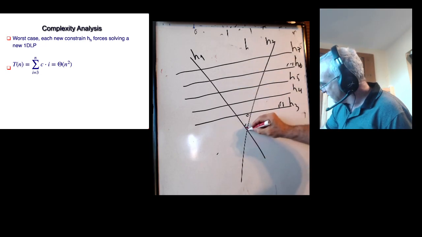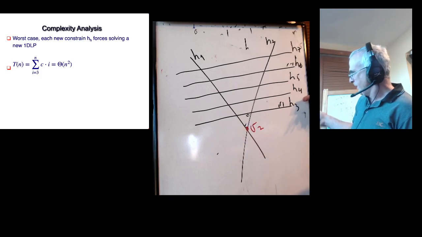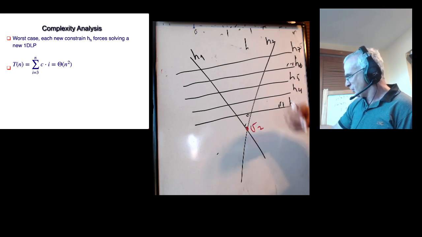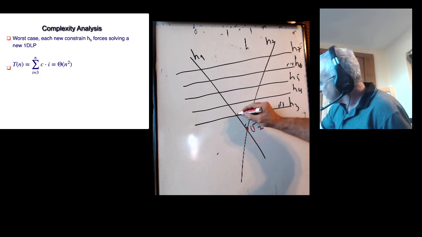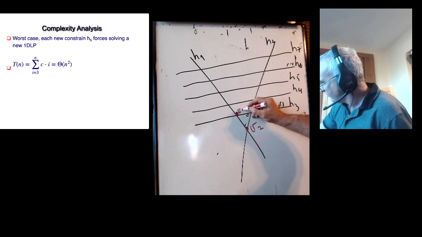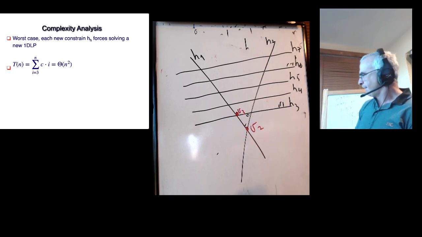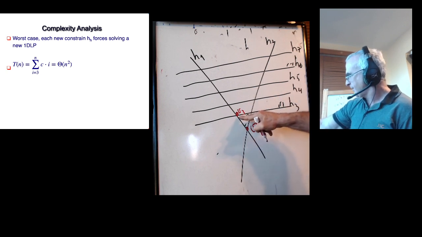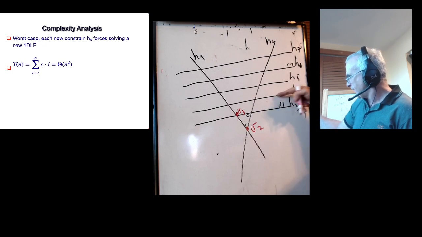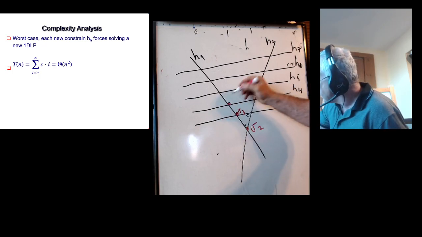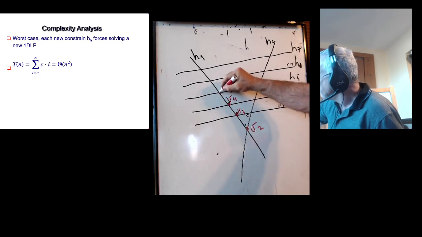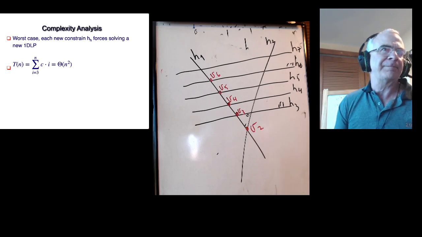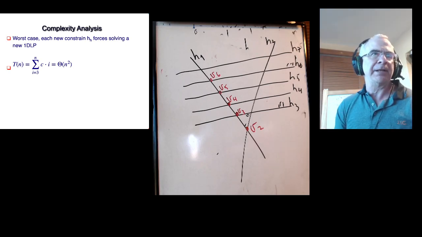I start with V2, that is right here. I'm adding H3. H3 violates V2, so I'm calling the one-dimensional linear programming that finds the new optimal solution V3 over here. And then I'm adding H4, which violates V3, so I need a new solution on the line bounding H4, maybe this one. This will be V4. And this will be V5, and this will be V6, and so on. Every time that I'm adding a half plane, I need to call the one-dimensional linear programming.